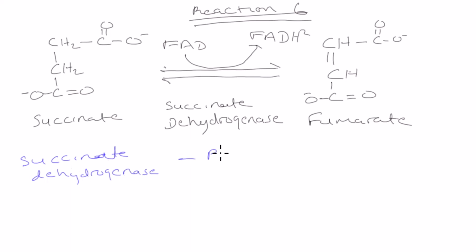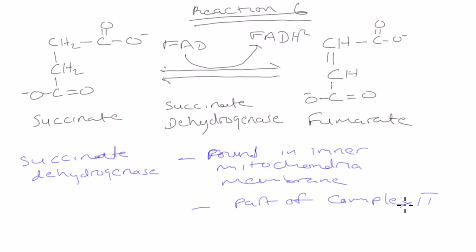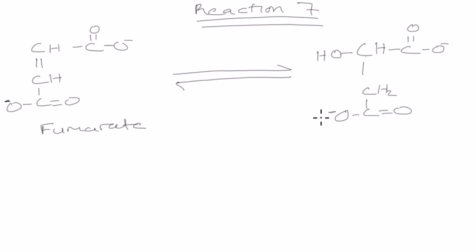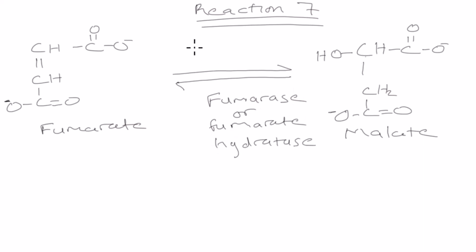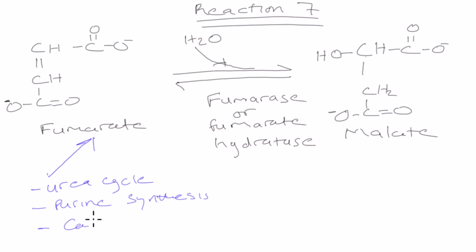Succinate dehydrogenase is the only enzyme of the TCA cycle that is embedded in the inner mitochondrial membrane, and it functions as complex 2 of the electron transport chain. Next, fumarate is hydrated to malate in a freely reversible reaction catalyzed by fumarase, also called fumarate hydratase. Note, fumarate is also produced by the urea cycle, purine synthesis, and during catabolism of the amino acids phenylalanine and tyrosine.